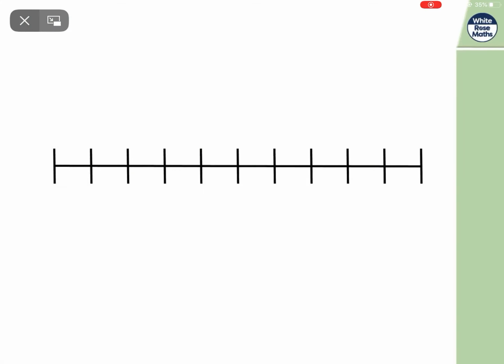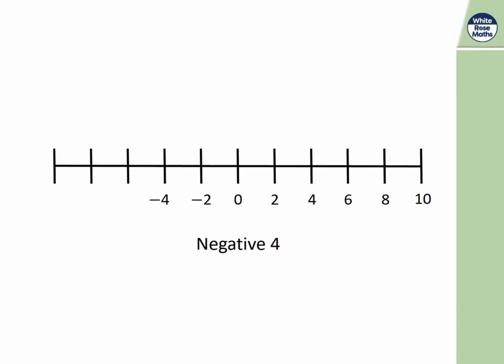Today we're going to use our skills from our Get Ready section to help us to count in multiples, including negative numbers. Here we're going to start at 0 and count forwards in multiples of 2. 2, 4, 6, 8, 10. Now we're going to count back from 0 in multiples of 2. Negative 2, negative 4, negative 6, negative 8, negative 10.